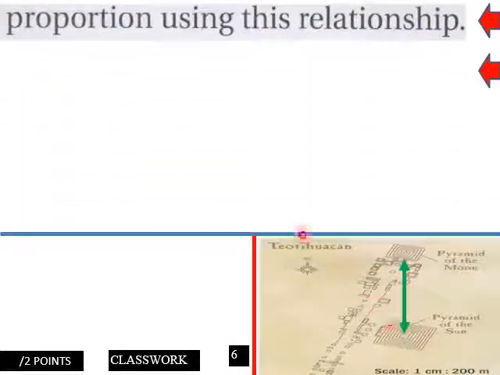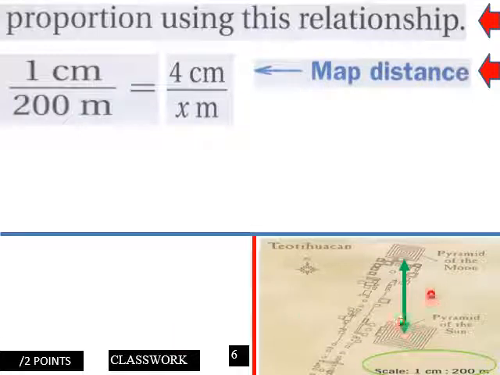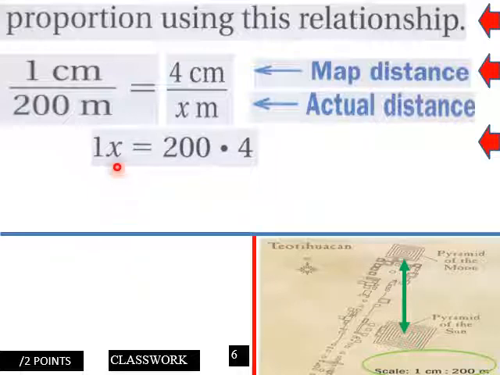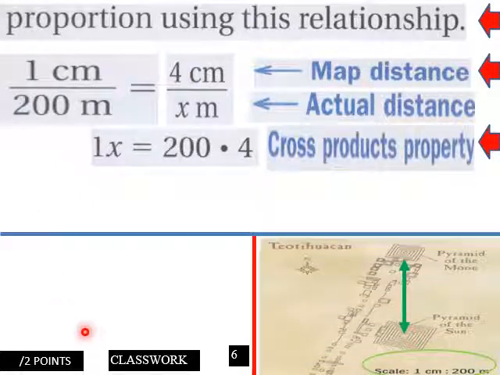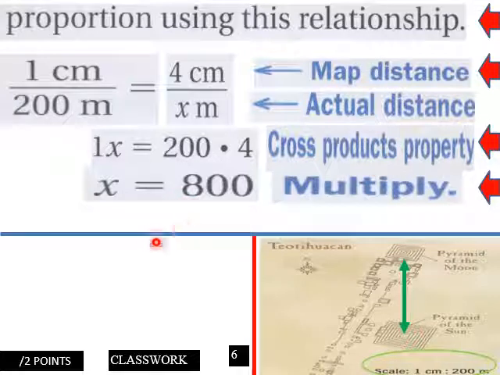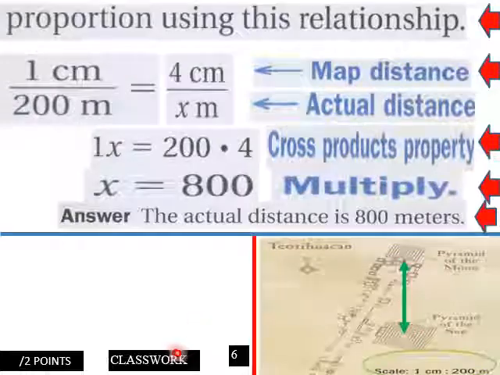Here's the proportion using this relationship. Here's the scale of our map: 1 centimeter equals 200 meters, and we have 4 centimeters equals x, the actual meters of this distance. Map distance over actual distance. So 1x equals 200 times 4. We do our cross multiplying, the cross products property, and we get x equals 800. So the actual distance is 800 meters between the centers of these two pyramids.